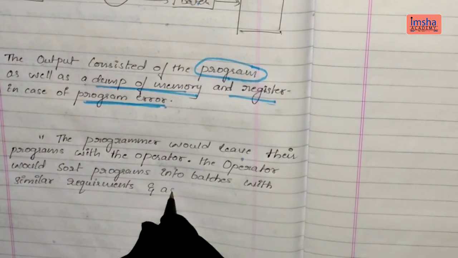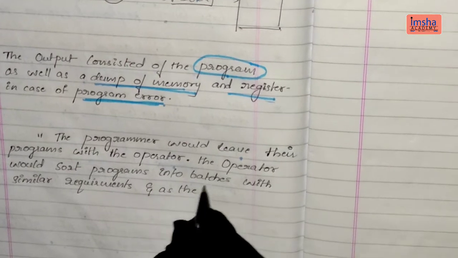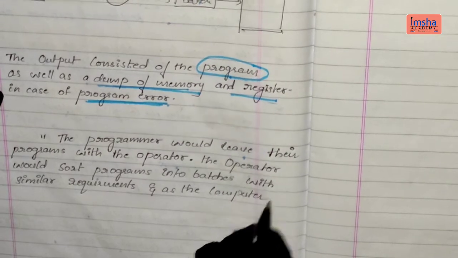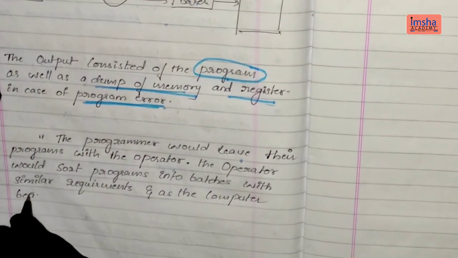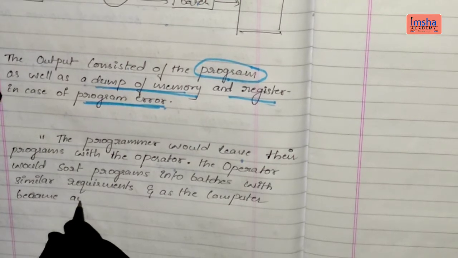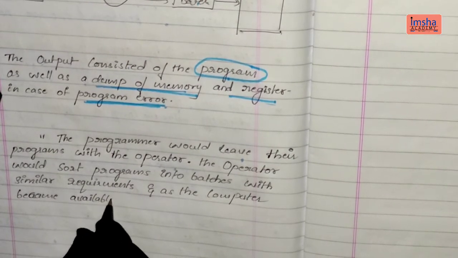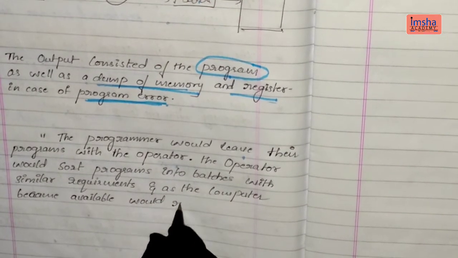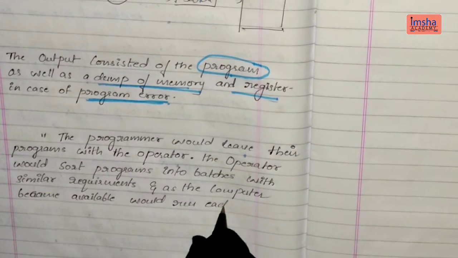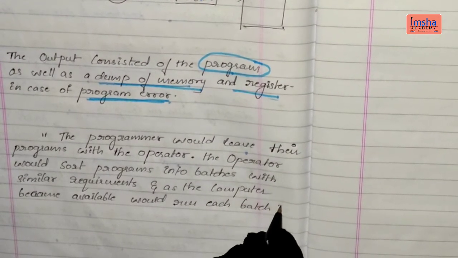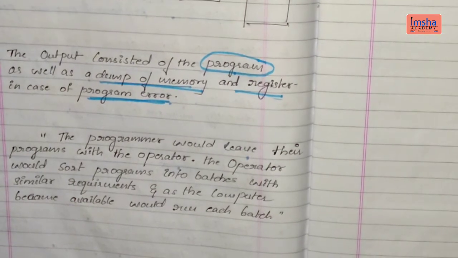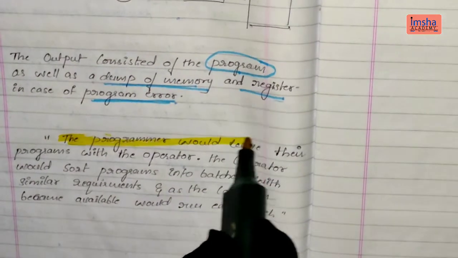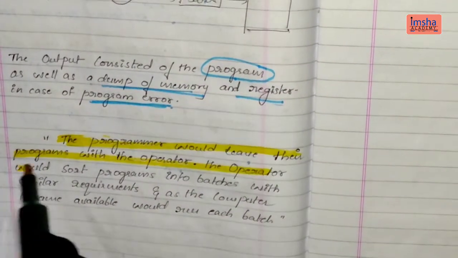And as the computer became available, it would run each batch. So this is how we summarize the batch operating system.